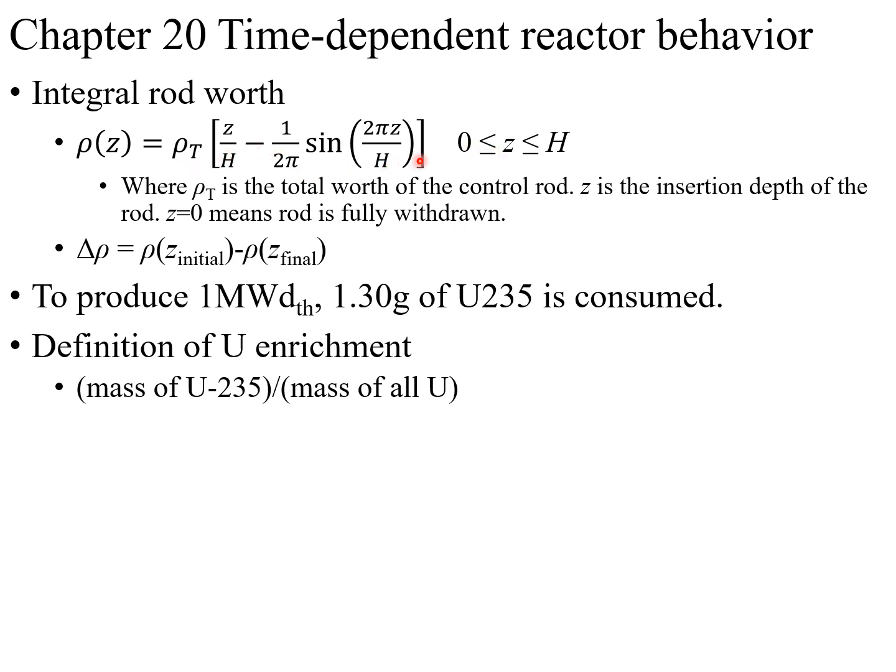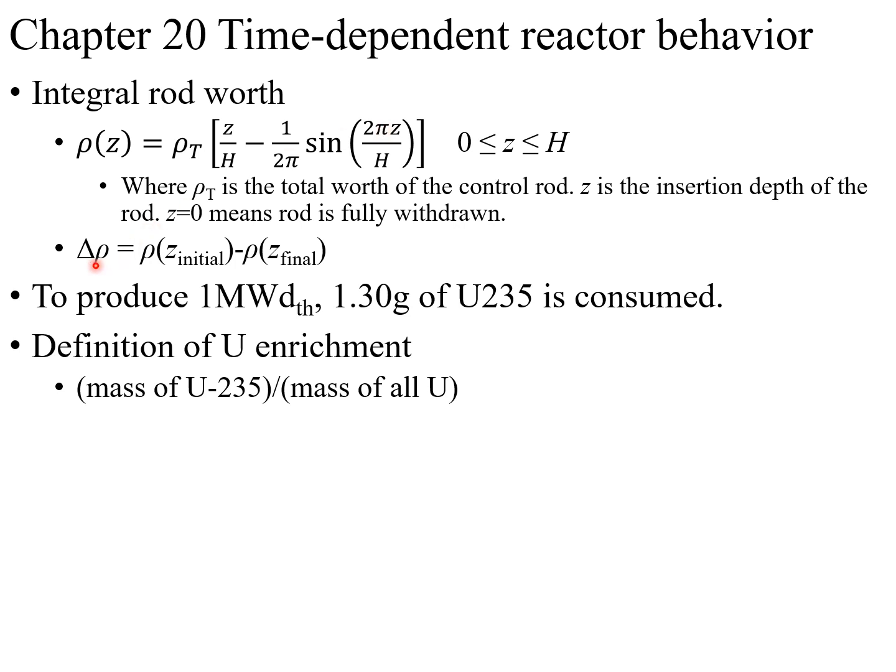When using this formula, you need to understand the meaning of each variable. Rho Z is the actual control rod worth for a certain insertion depth Z. Rho T is the total control rod worth if it is fully inserted. Z is the insertion depth. H is the total core height. When you calculate this sine function, make sure that you convert your calculator to radian mode, because in this bracket you get radians.